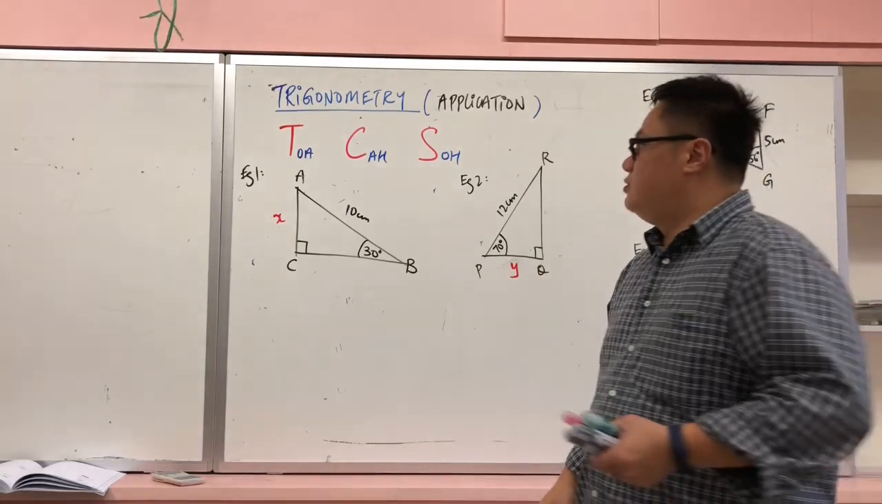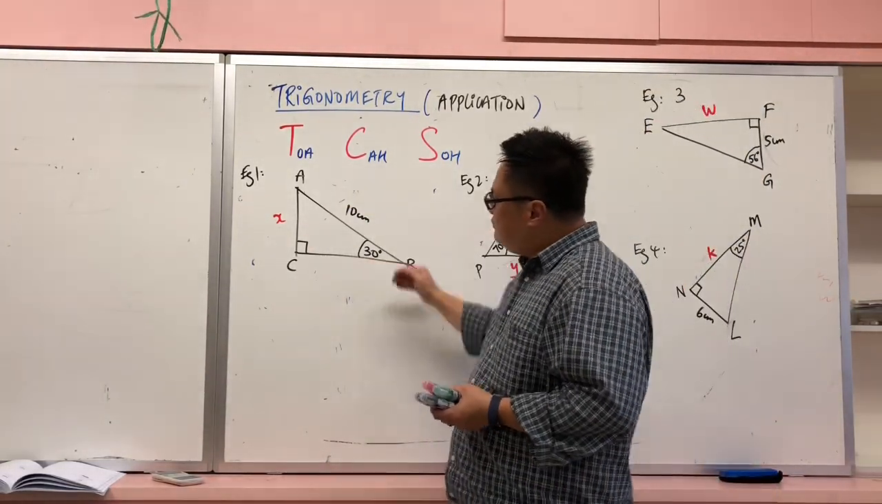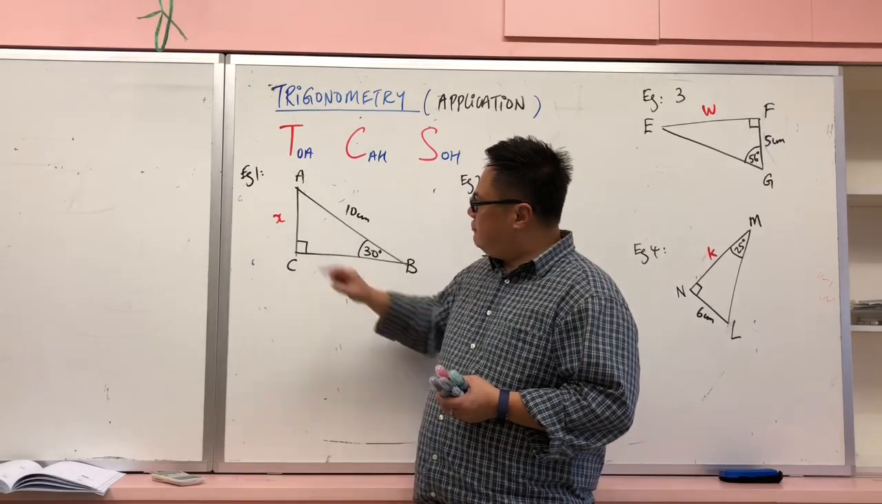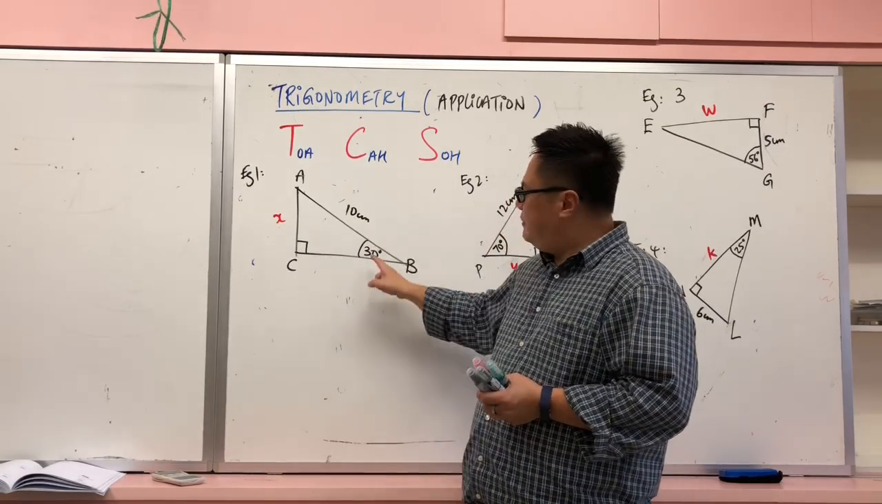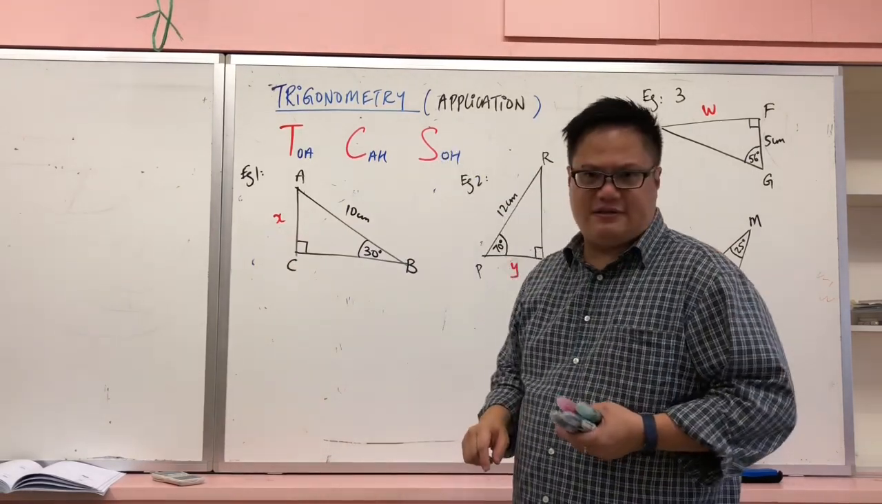All right, let's take a look at example 1. This is a right angle triangle, so this is 90 degrees here. AB is 10 cm. Angle ABC is 30 degrees. Find x. How do you find the length of x?